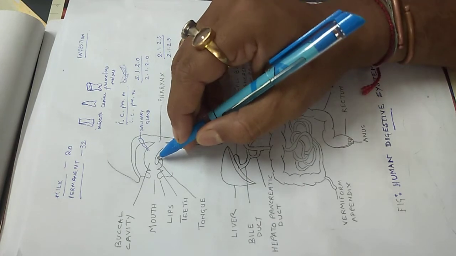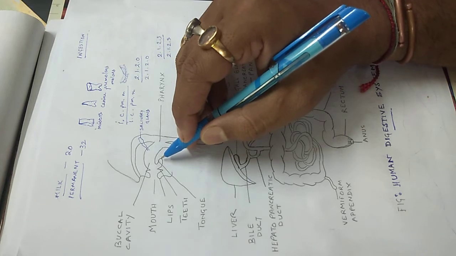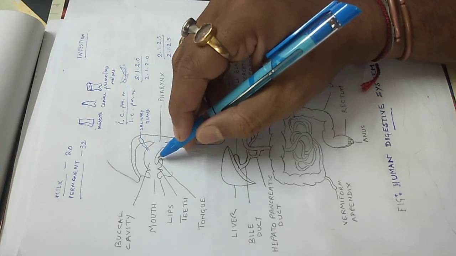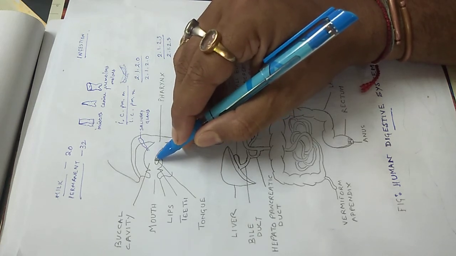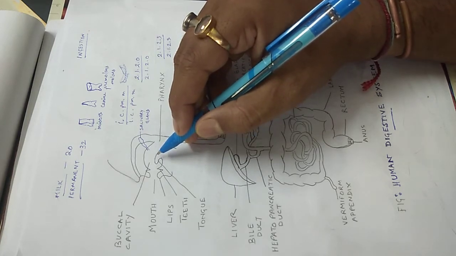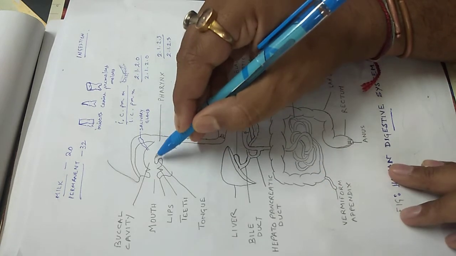Now let's come to the functions of the tongue. First function of the tongue is that it helps in mixing of the food with the saliva. Second function of the tongue is that it helps in speech. Third function of the tongue is that it helps us to get the taste of the food. The tongue has fine taste buds which help us to get the taste of the food. Tongue also helps us to judge the temperature of the food, and tongue helps in pushing.